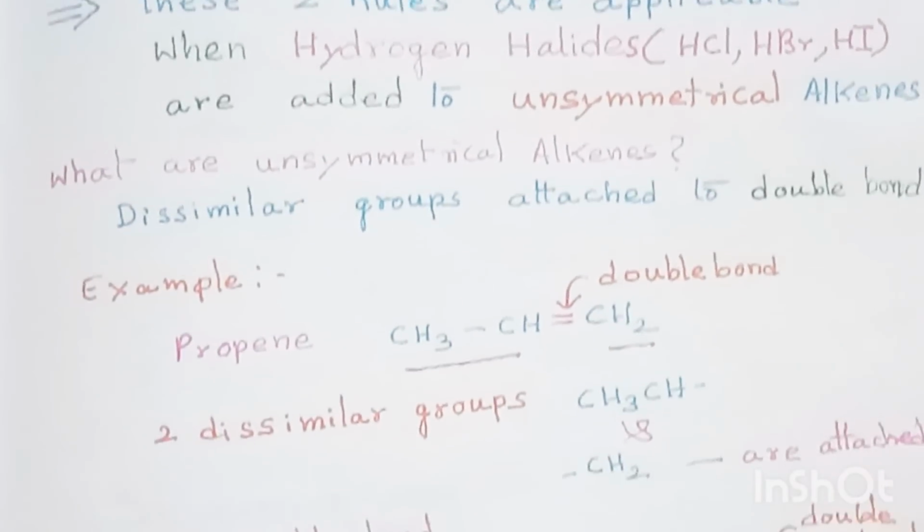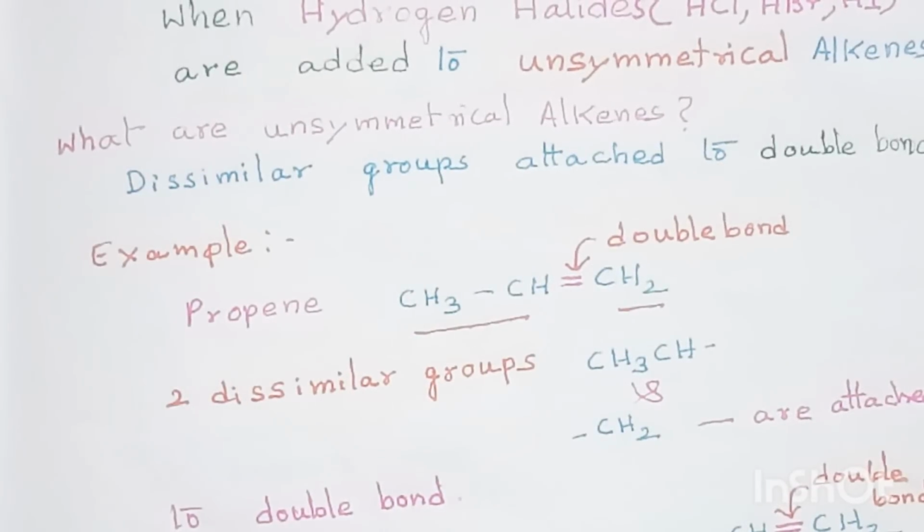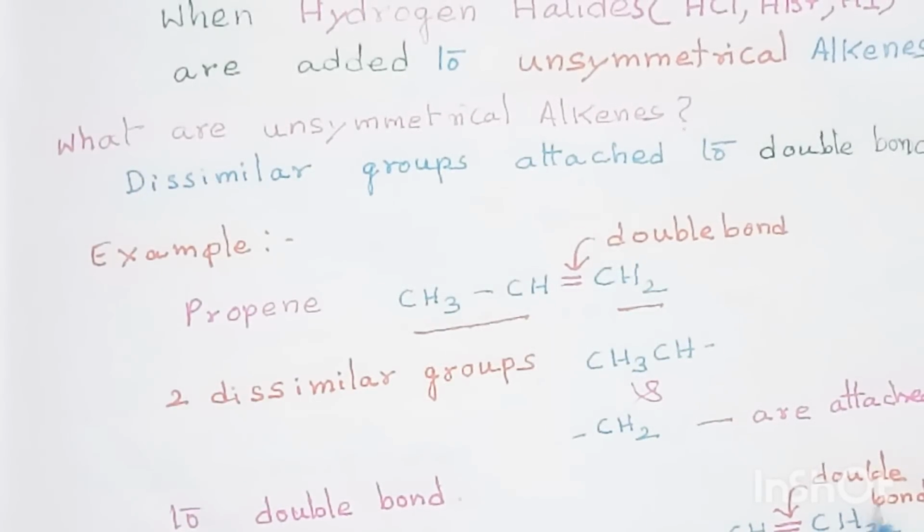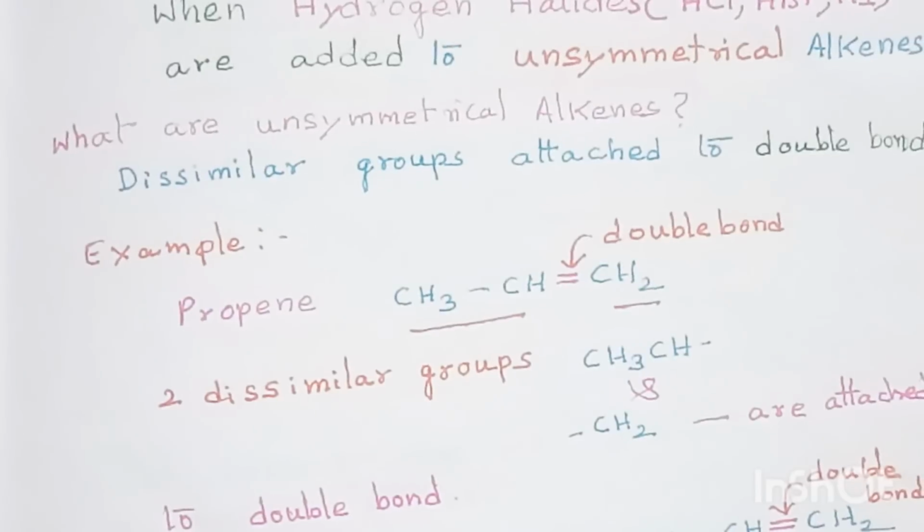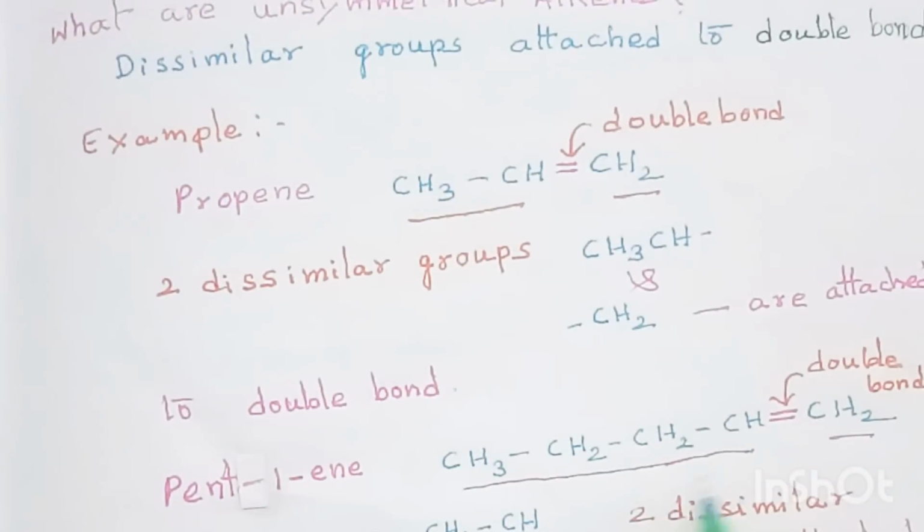Let's see another example. Pent-1-ene. Pent-1-ene is CH3, CH2, CH2, CH double bond CH2. So, the two dissimilar groups are this one and this one. That is CH3, CH2, CH2, CH is one group on this side of the double bond, and CH2 is the other group on this side of the double bond. So these are two dissimilar groups. They are attached to the double bond.